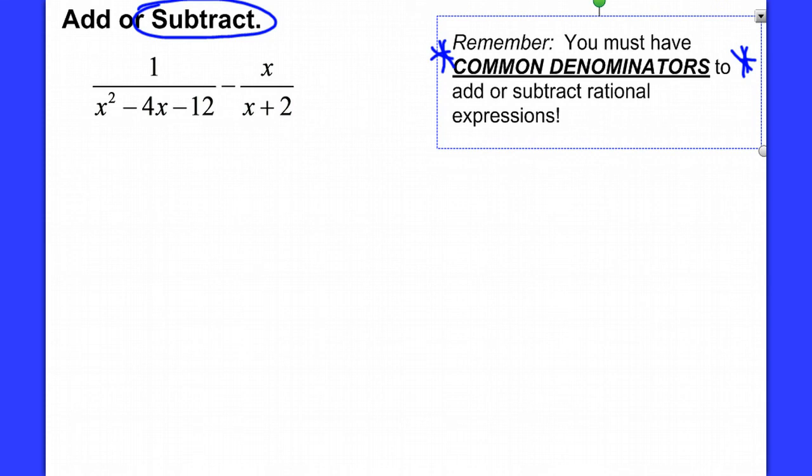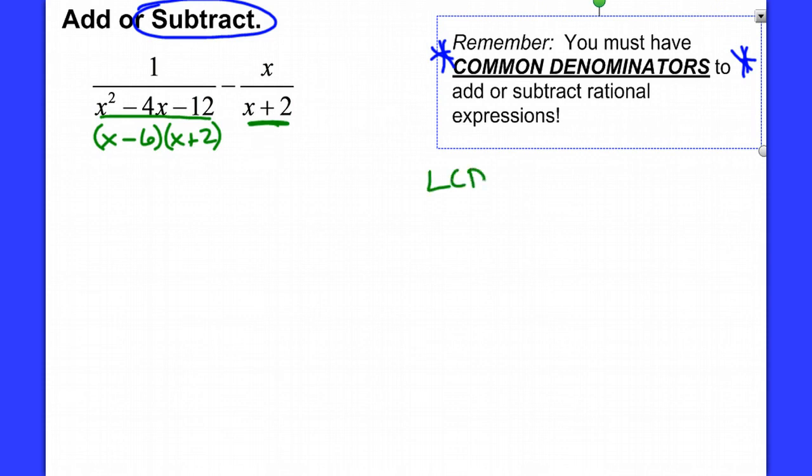And in order to do that, we're going to have to make some adjustments here. So first off, I want to factor anything that I can in denominators. This denominator here will factor to x minus 6 and x plus 2. So we're going to use that x minus 6 and x plus 2 along with this x plus 2 and help us to identify the least common denominator.